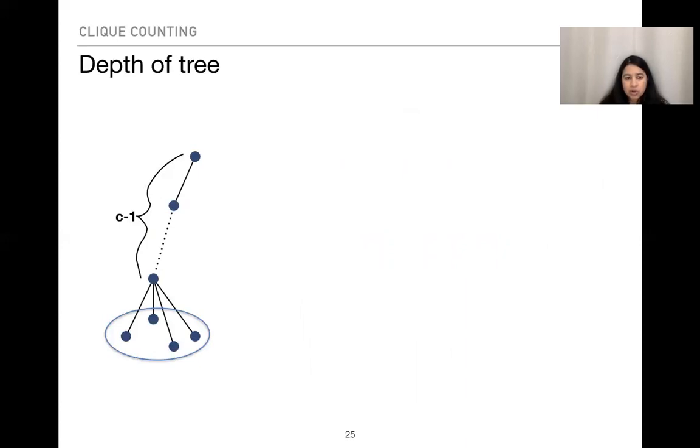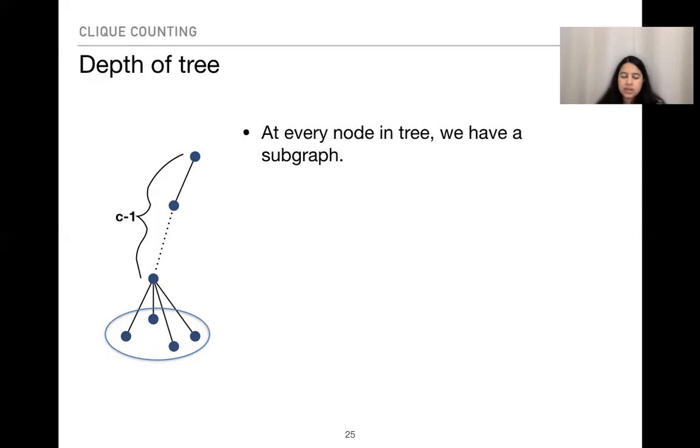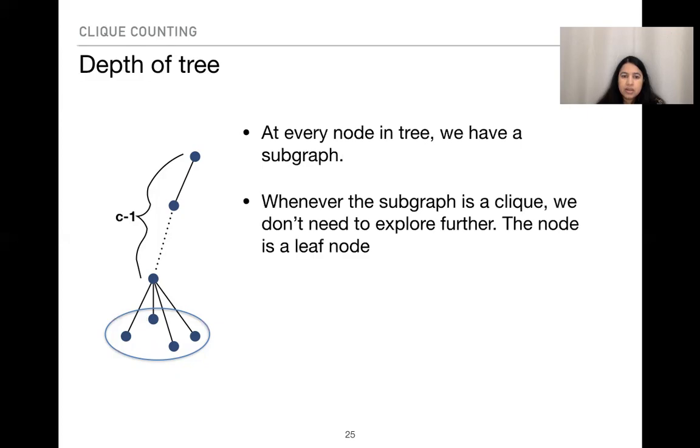Now, what happens in the case of C-closed graphs? Recall that at every node in the tree, we have a subgraph that we are interested in enumerating the cliques in. Whenever the subgraph is a clique, we don't need to explore further. If you're interested in maximal cliques and the subgraph we're looking at is a clique, we can simply add it to the vertices on the path, get a bigger clique, and then check for maximality. So whenever the subgraph is a clique, we don't need to continue the recursion tree. We can treat it as a leaf node.